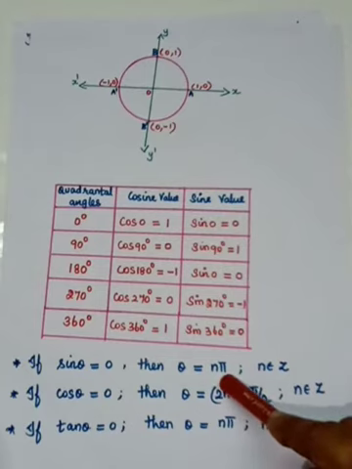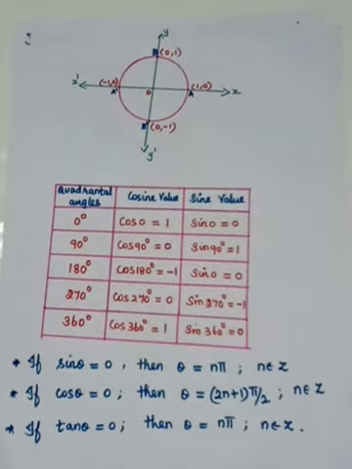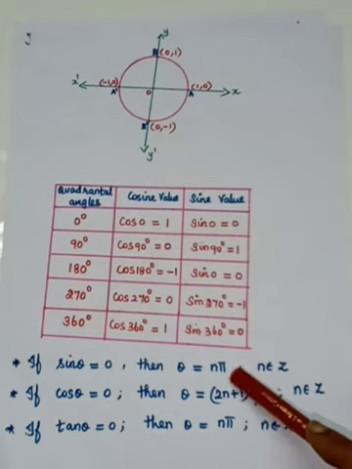So it's a multiple of pi. If the angle is a multiple of pi, that is a multiple of 180 degree, the sin theta will become 0. Okay, if sin theta is equal to 0 then theta is equal to n pi, where n belongs to Z. Negative values also will come. If n is negative also, the same thing will happen.